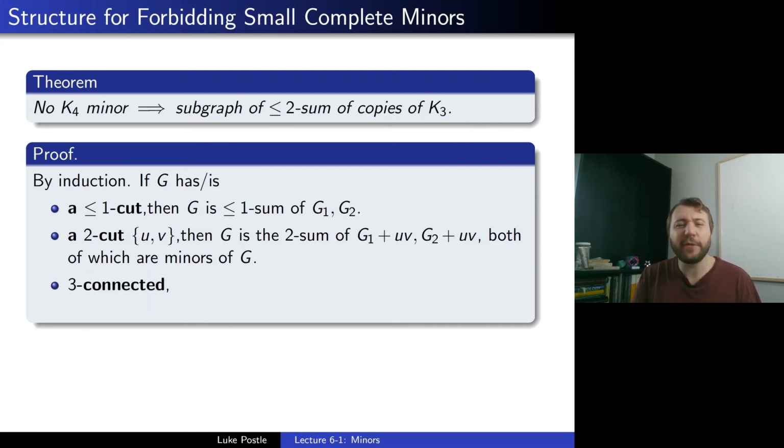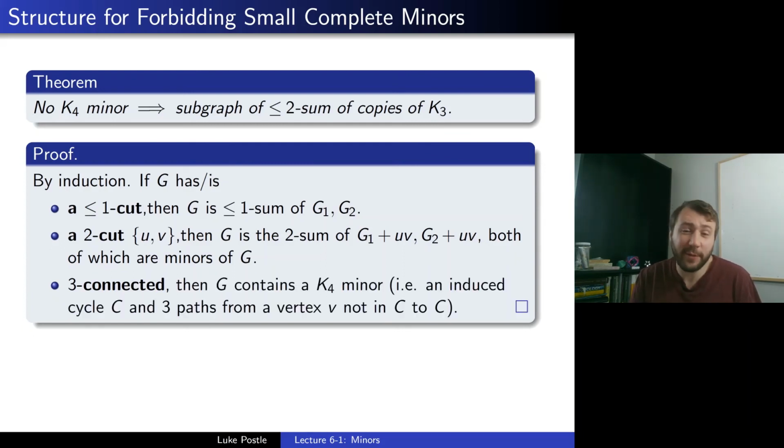And then what do you do if you're three connected? So maybe you saw this exercise before in undergraduate graph theory. Well, one way to do it is to argue that you contain a K4 minor. One way to do that, you could take an induced cycle C. We're three connected, so obviously there's some cycle, so there's some shortest one, which would be induced.